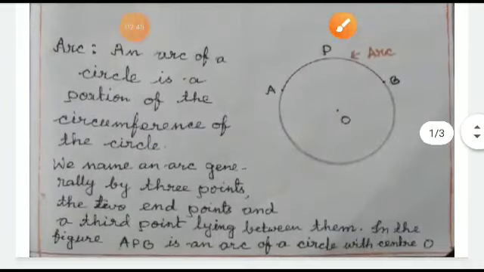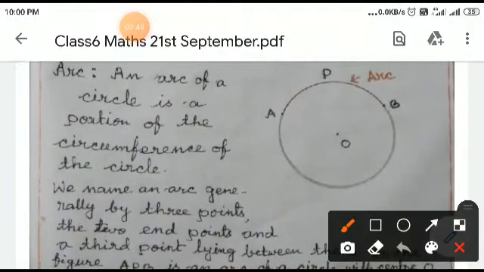Now, arc. First of all, in the diagram, it is a circle with center O. We have taken any 2 points A and B on the circumference and joining A and B along the circumference, we get a curved line. That curved portion is called the arc of the circle. And we have taken a point P, so APB is the arc of the circle. An arc of a circle is a portion of the circumference of the circle.